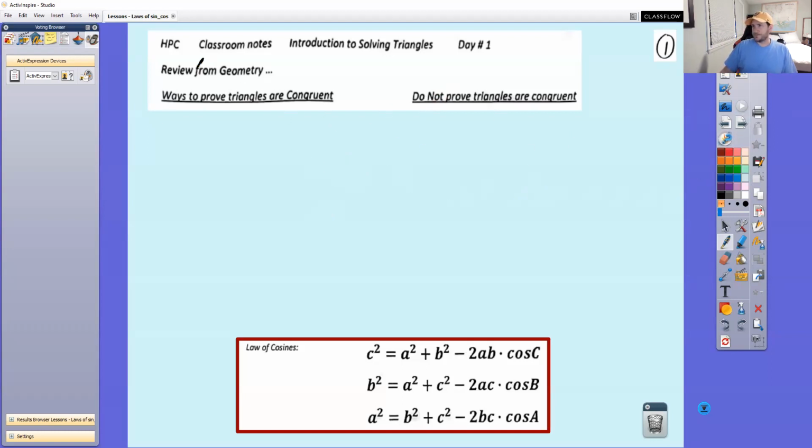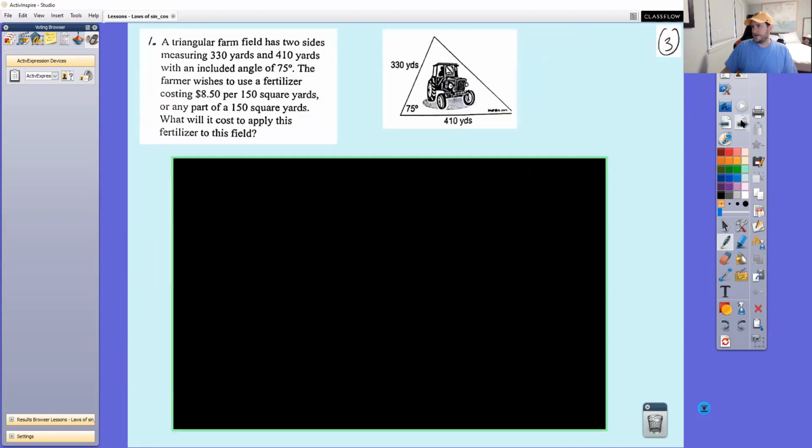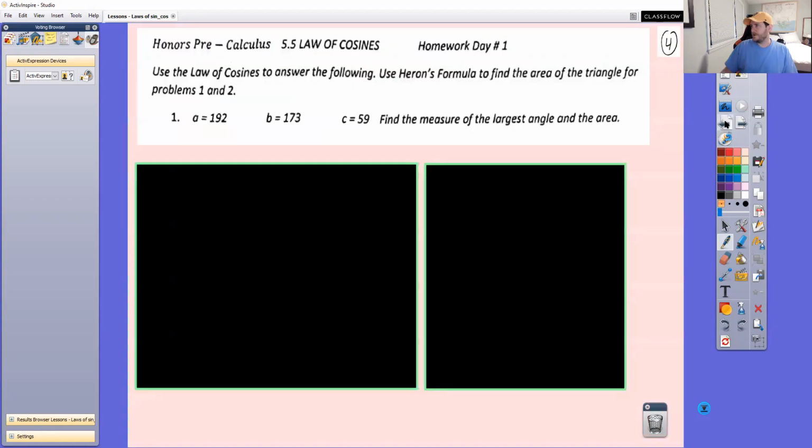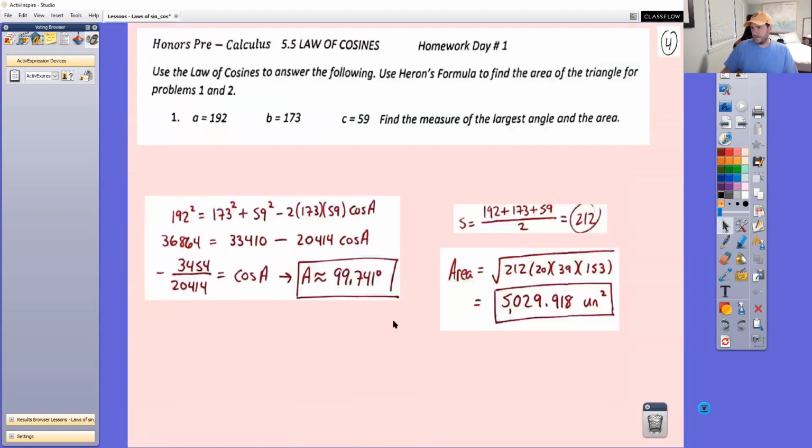Anyway, here are those classroom notes from day 1. I'm just going to blast through all that and take you to the first homework assignment. I've already done this one problem, so maybe I won't do it again, just to save some time. But basically it says use the law of cosines to answer the following. Also use Heron's formula to find the area of the triangle for problems 1 and 2.